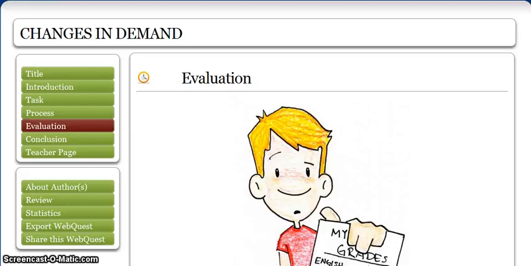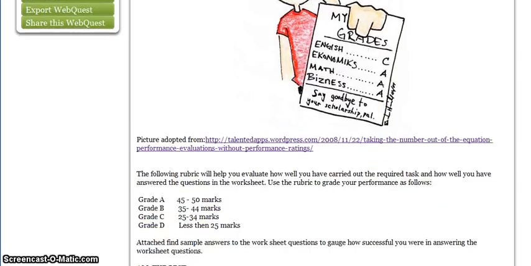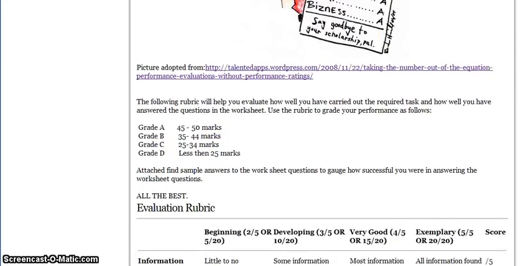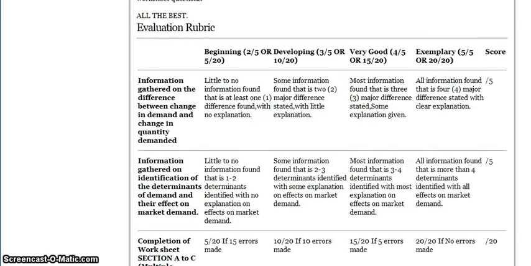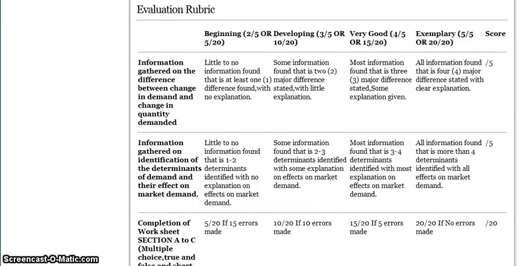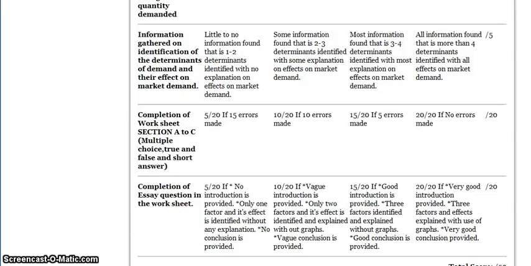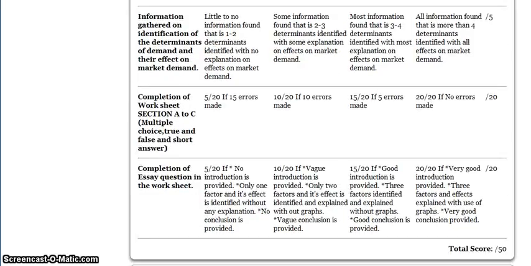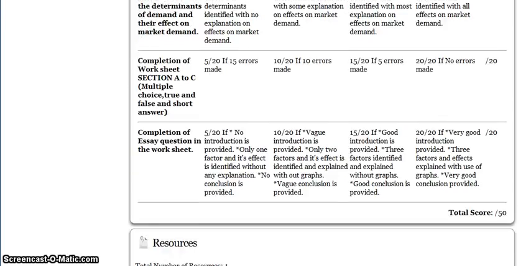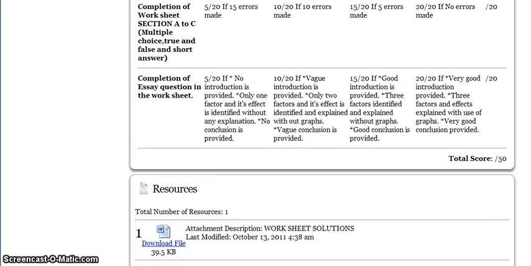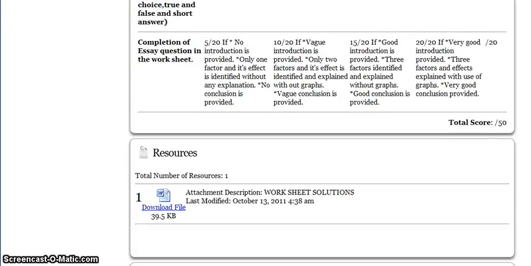The evaluation page, as stated earlier, will give students a clear picture about their learning. In order to assess their learning, the students will make use of an evaluation rubric as given below. Using this rubric, students will be able to gauge their performance, whether they were able to achieve whatever was set as the objective of the web quest.